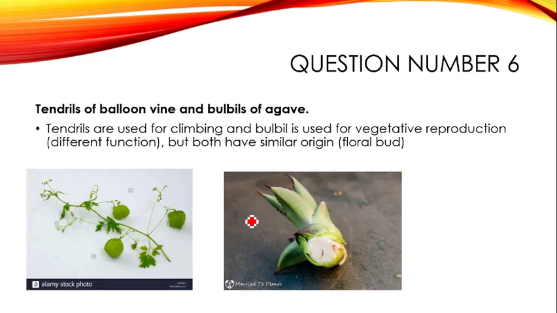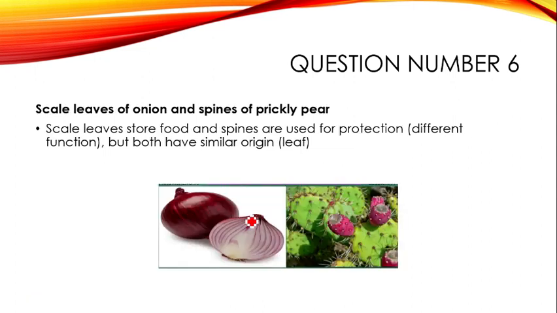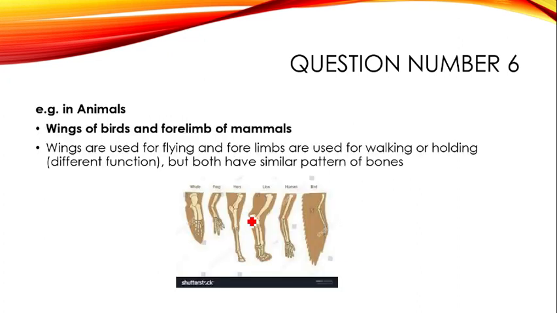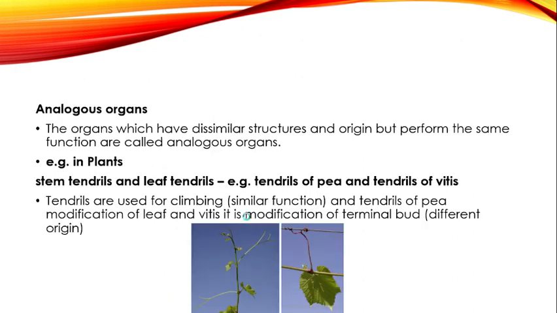Next, tendrils of balloon vine and bulbils of Agave both have the same origin, but the tendrils of balloon vine are used for climbing, while Agave bulbils are used for vegetative propagation. Next, scaly leaves of onion and spines of prickly pear. The scaly leaves of onion are used for food storage, whereas the spines in the prickly pear or cactus are used for protection. Then the wings of birds and forelimbs of mammals all have the same structure but different function, hence those are also examples of homologous organs.